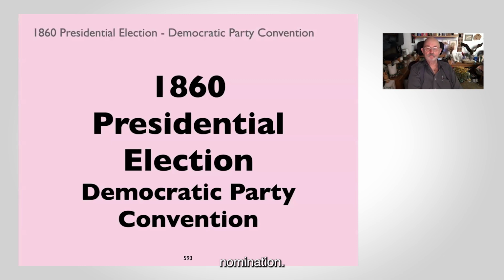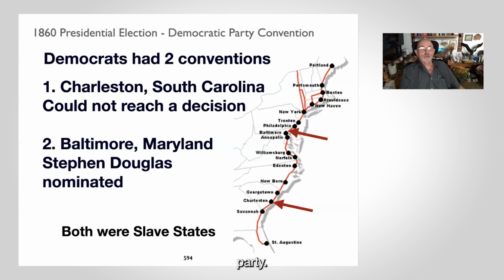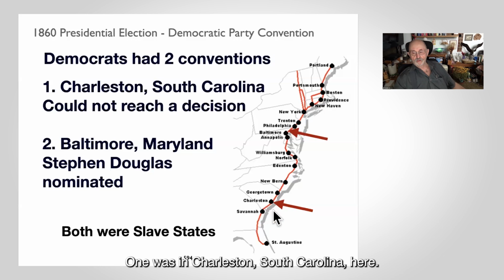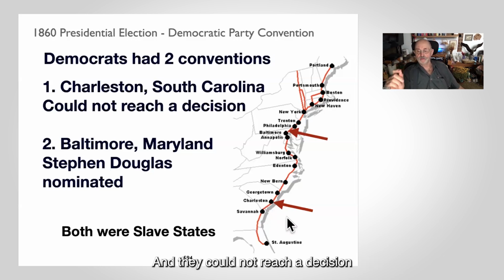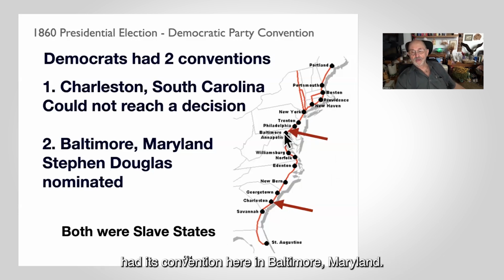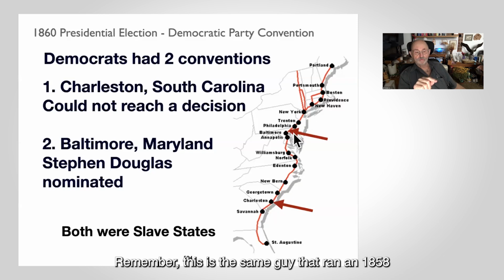Democratic Party nomination for the 1860 presidential election. We're going to take a look at the Democratic Party. Democrats had two conventions. Remember, they were kind of divided between North and South, Southern Democrats, Northern Democrats. One was in Charleston, South Carolina, here, and they could not reach a decision as to a candidate. No one was getting enough votes, a 2/3 majority. The Northern faction of the Democratic Party had its convention here in Baltimore, Maryland, a slave state. And Stephen Douglas was nominated for the presidency by the Northern Democrats. Remember, this is the same guy that ran in 1858 for the Illinois Senate seat against Abraham Lincoln.